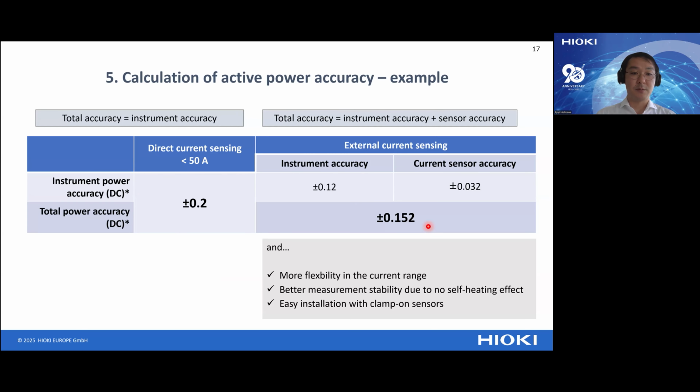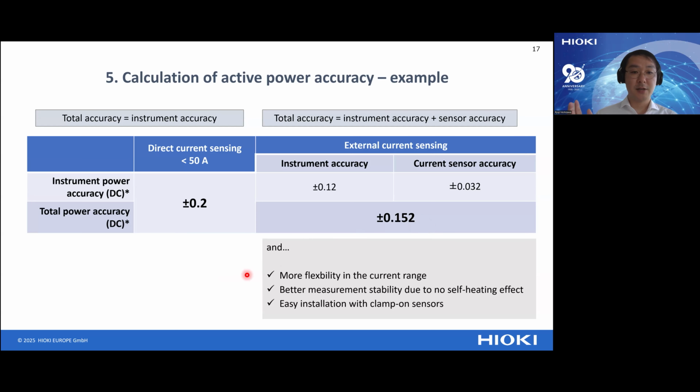So this is possible because HIOKI develops both high precision sensors and the power analyzers together. However, not all sensor setups will outperform direct input. Accuracy still depends on sensors. So Velizara will talk more about these current sensor types later.